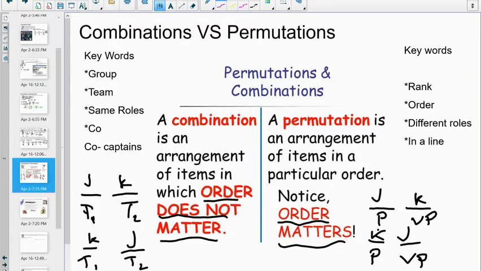So again, when you're doing these types of problems, when you're identifying if it's a permutation or combination, you're going to want to look for keywords. What I mean by that is that keywords in combinations are creating a group of something, like a committee, a grouping, or a team. They have the same roles. For instance, if they're both co-captains, that means they have the same role.